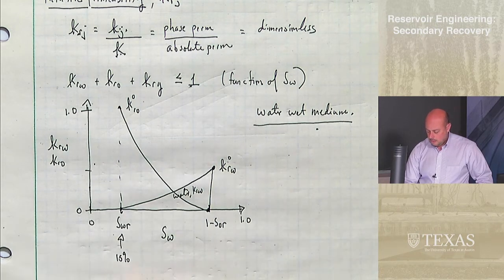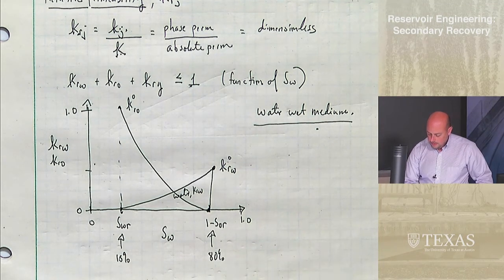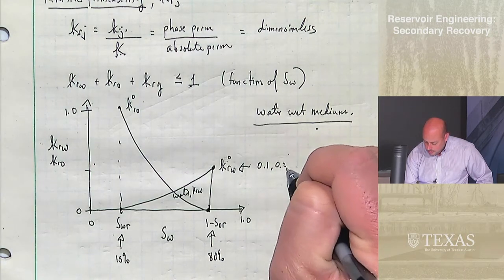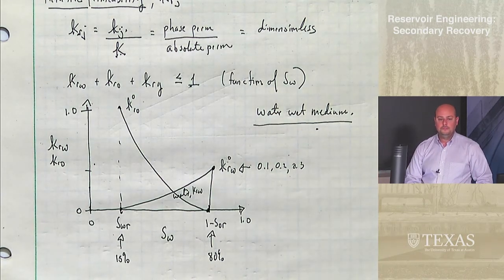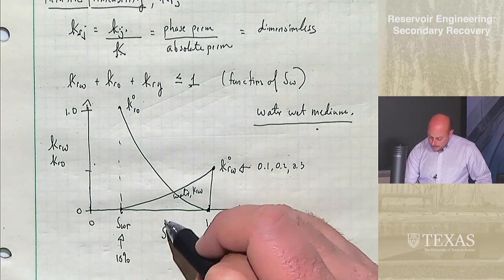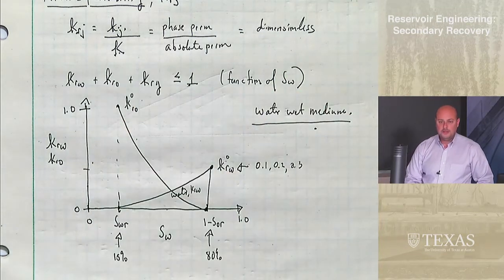Likewise over here, when we have mostly, so we'll say this is 80% water saturation, even though 80% of the rock is being occupied by water, the remaining 20% that's oil is occupying the biggest, best 20% of the pores. So this number could be quite small. So it could be 0.1, 0.2, 0.3, something like that. But this is what a typical relative permeability curve looks like. And if you were to add up KRW and KRO, they're always going to be less than or equal to 1.